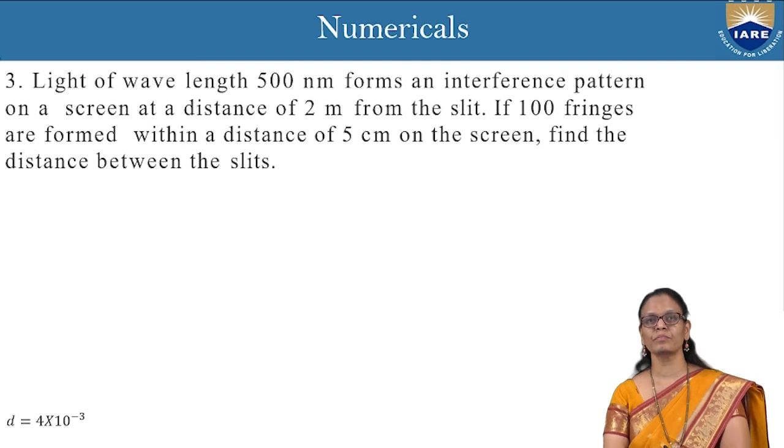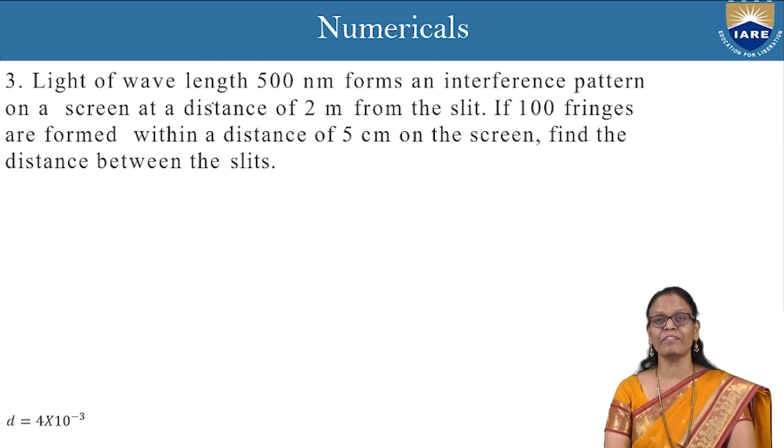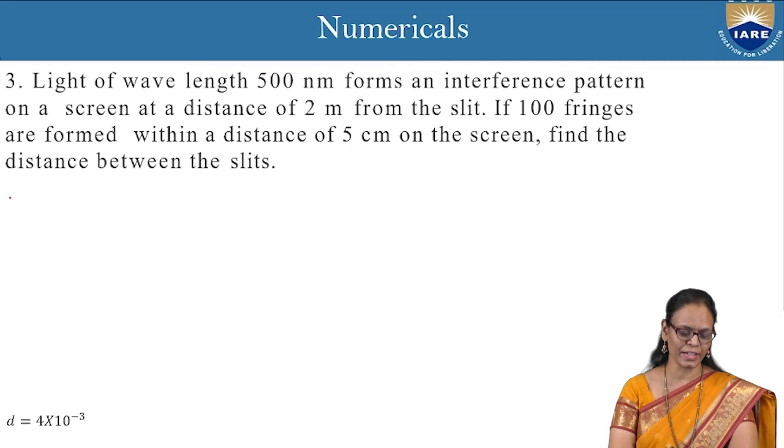Now the third one. Light of wavelength 500 nanometer forms an interference pattern on a screen at a distance of 2 meters from the slit. If 100 fringes are formed within a distance of 5 centimeters on the screen, find the distance between the slits. So let us write the data.